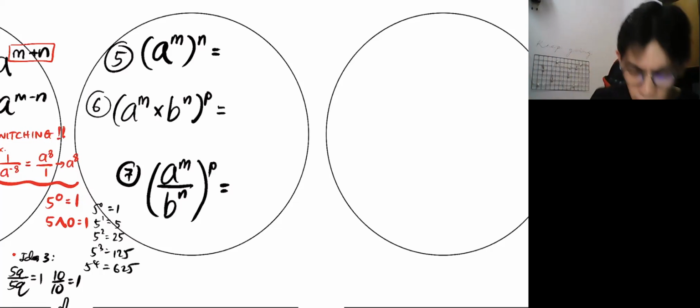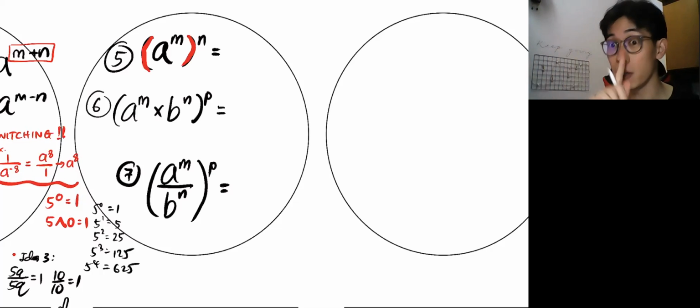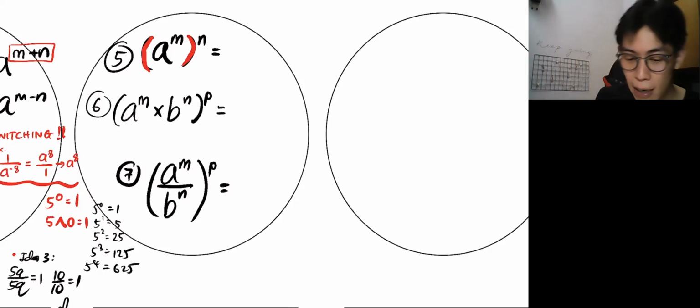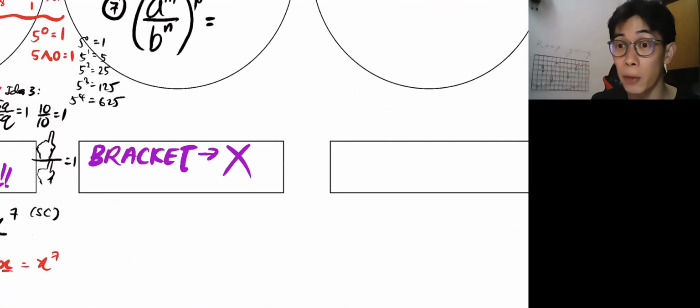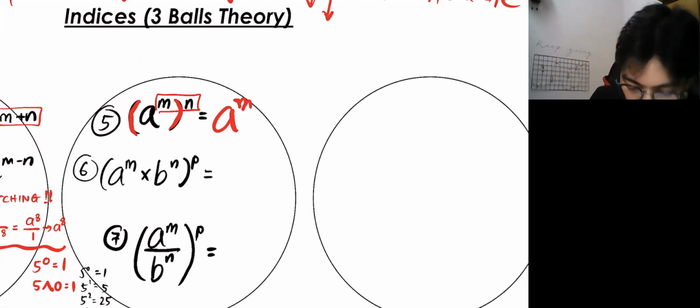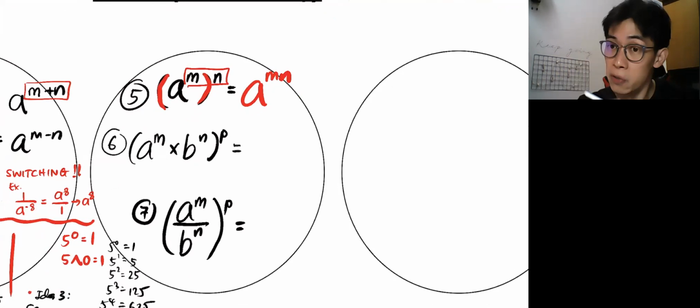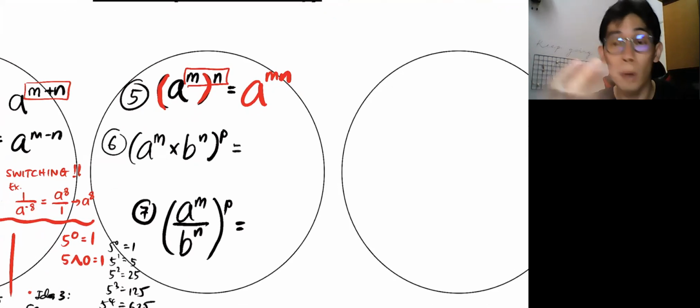Now, the first one, can you see brackets? Don't care about the base. Listen up, care about the index. Look at the bottom part. Bracket is to times. So a power m times n, you get a power mn. Now I know suddenly you have this question: wait, teacher, why times? Why m times n? Why cannot plus? Why must times?